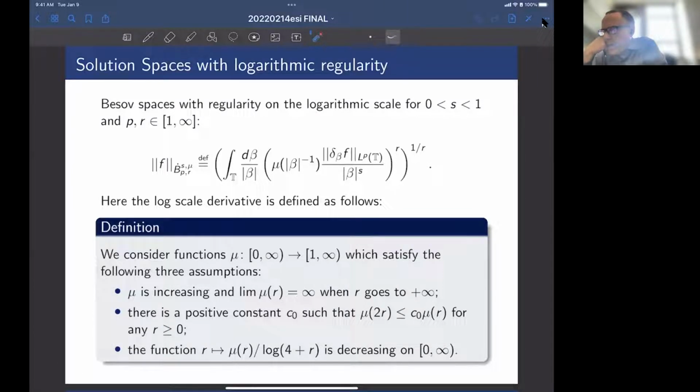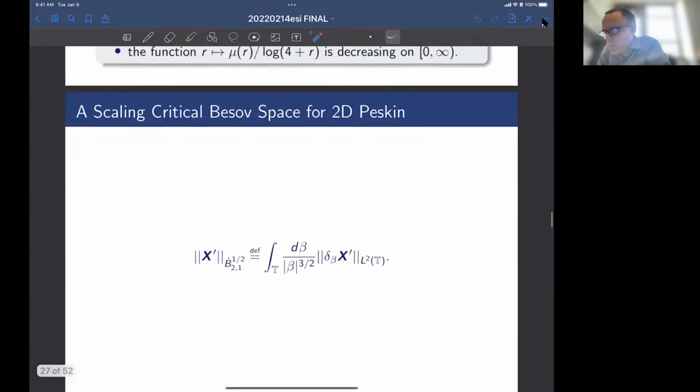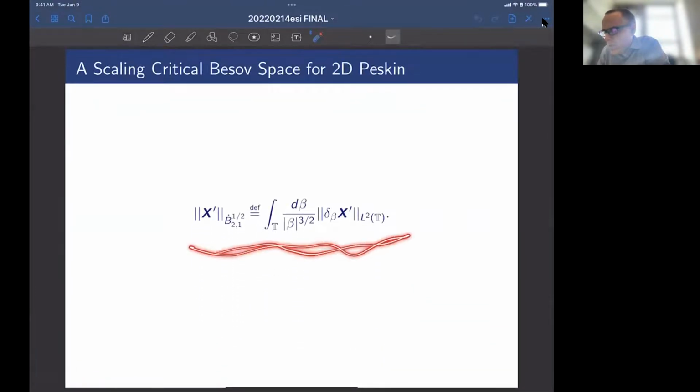we're doing the trick that I mentioned to you earlier. So Besov spaces with a little bit more logarithmic regularity are written the same, except you add a mu to the beta minus 1 in here, but everything else is exactly the same. And here we consider functions mu mapping 0 to infinity into 1 to infinity, which are increasing. They go to infinity. They satisfy the doubling property, and they grow slower than the log, to be exact. So mu of r over log of 4 plus r is decreasing. And then this is adding some regularity, but only on the logarithmic scale, to these norms. And so this is the scaling critical norm that we'll use in this paper.